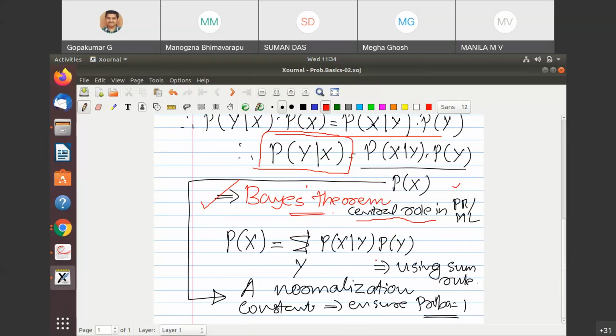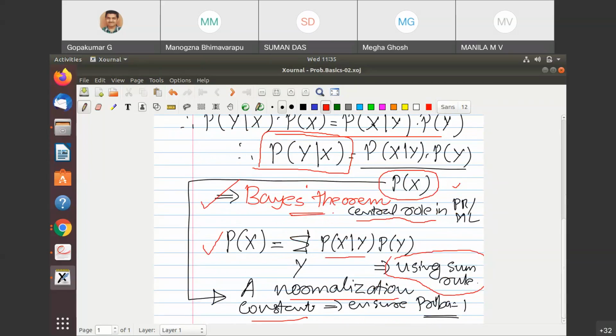Then using the sum rule that we have already discussed. Here the probability of x is actually the denominator in this particular Bayes theorem, so that can be represented like this. Using the sum rule we can say that we are summing over the random variable y, probability of x given y times probability of y. So that is a result that we can derive from the sum rule and this equation. So if you look into this Bayes theorem equation, the denominator is nothing but a normalization constant.